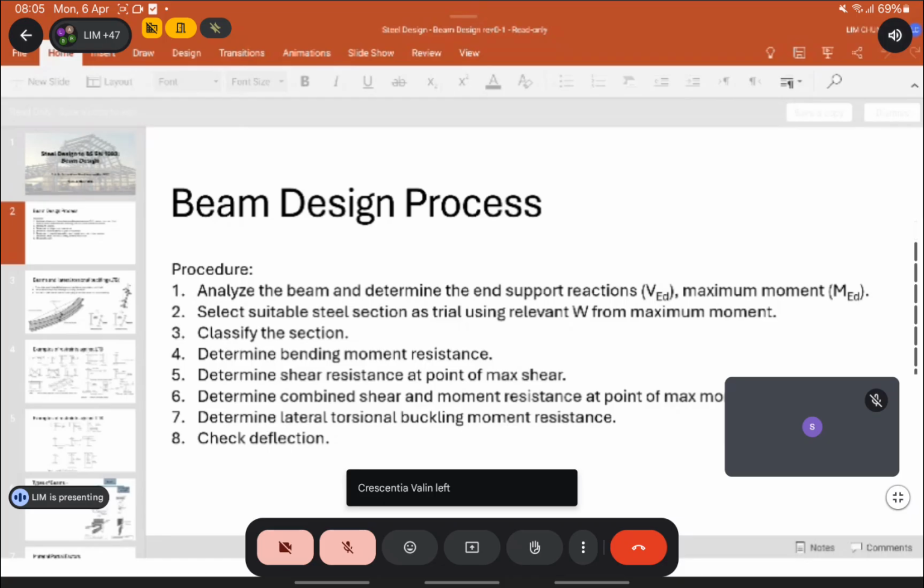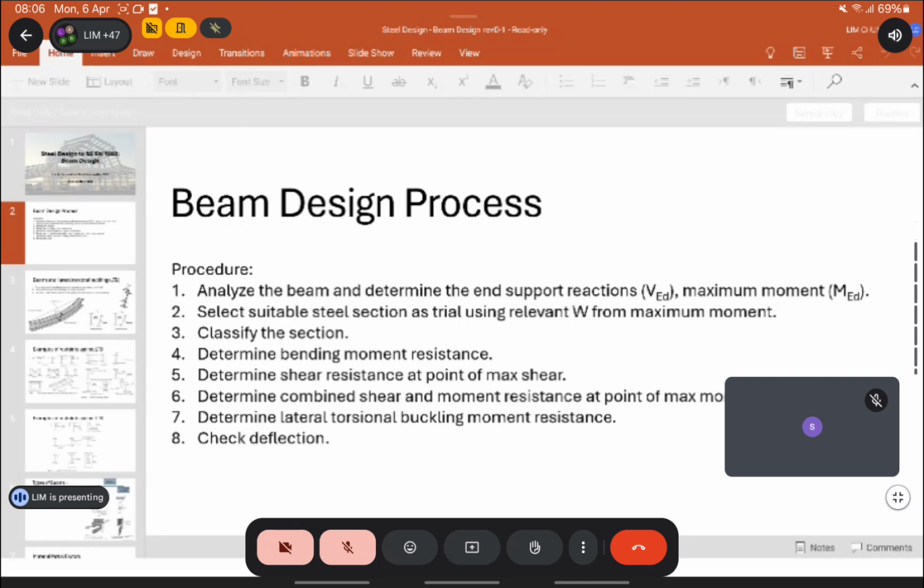All right. Next, you have to determine the lateral torsional buckling moment resistance. On a beam, there are two types of moment resistance. One is the section moment resistance. Next, there is the lateral torsional buckling resistance, which is the reduced resistance. So you have to check for both. And finally, you check for deflection. Make sure it satisfies the deflection criteria. All right, so that's the process.